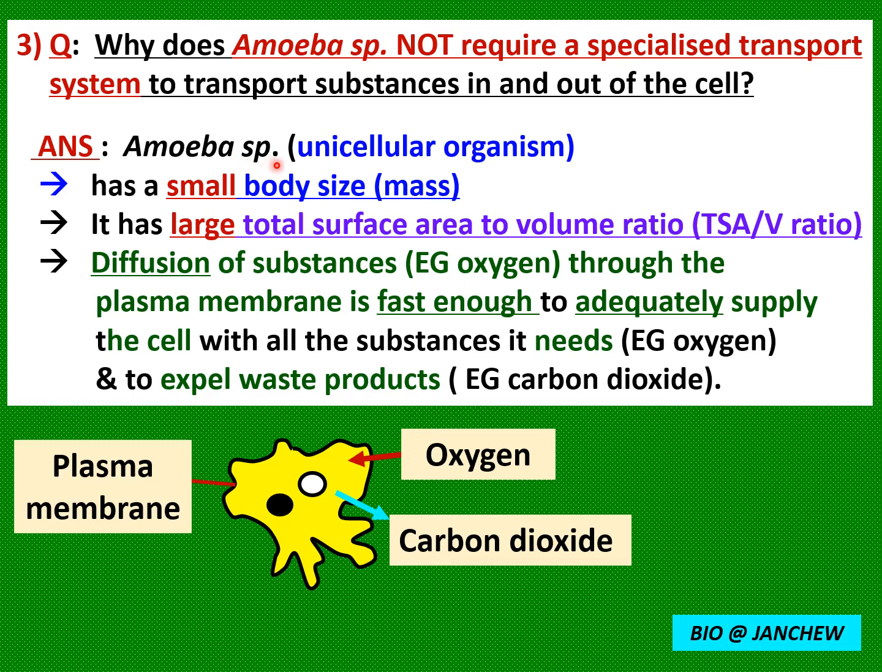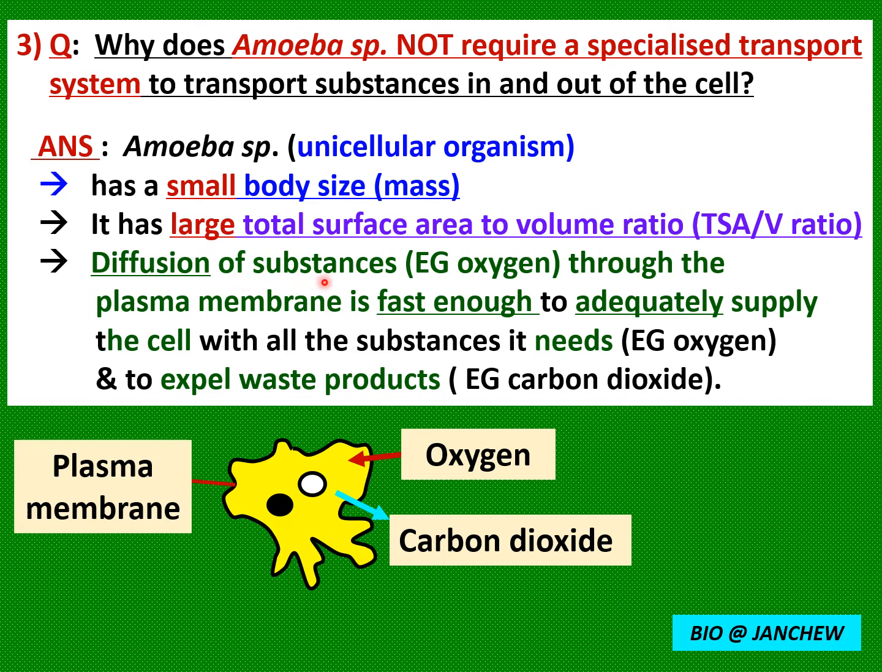First, we must mention that amoeba species is a small unicellular organism, and because it has a small mass or size, therefore it has a large total surface area to volume ratio, or the TSA per V ratio, right? The total surface area means the surface area of the surface, which is its plasma membrane. So the plasma membrane has a relatively large total surface area compared to the volume of amoeba, which is the volume of the cell.